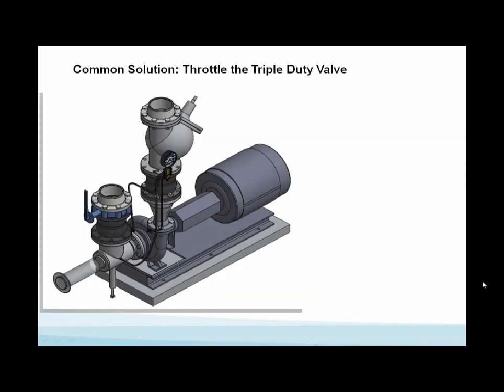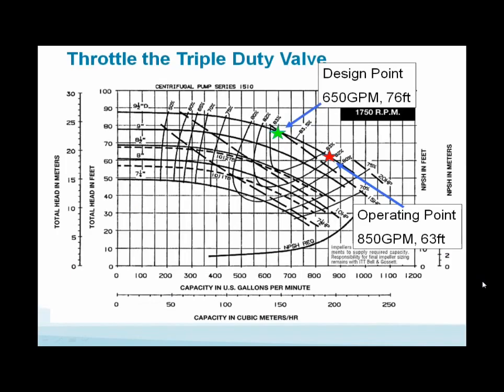So let's go back and try some simple solutions like we normally would do. The first thing a mechanical contractor would probably do here is throttle the triple duty valve back, and we can back the pump up the curve and get back to design flow. In other words, all we're going to do, and I think this picture shows it, we're going to throttle. The little yellow chart shows you, and I'll show you this again. We're running at the red star, and all we're going to do is throttle back on a triple duty valve.